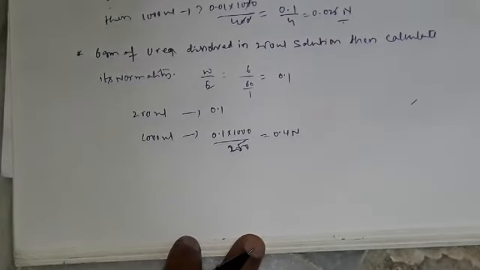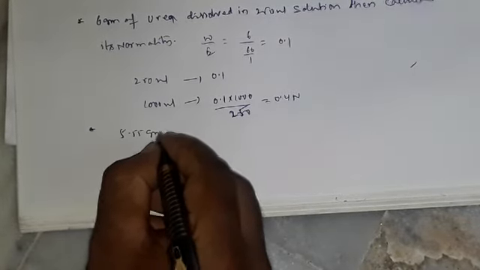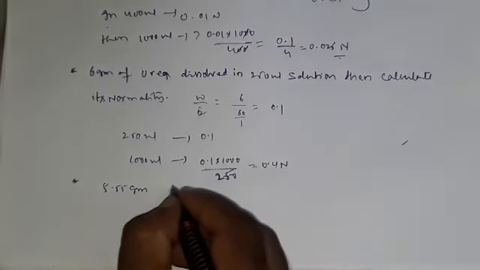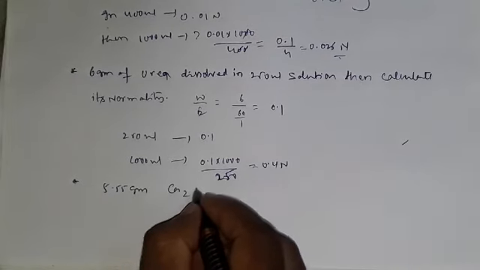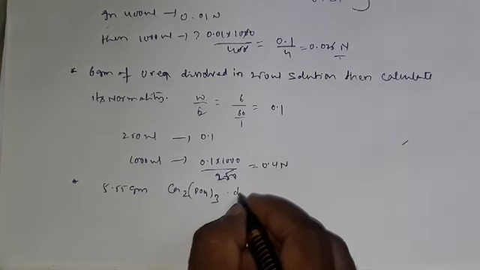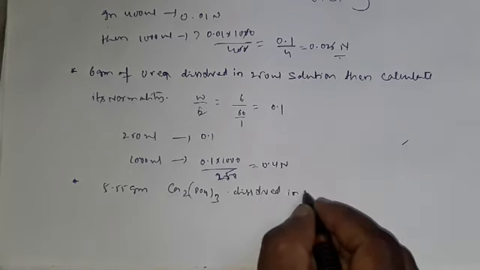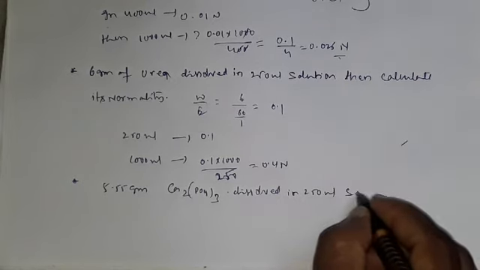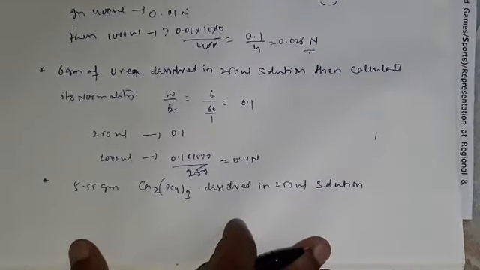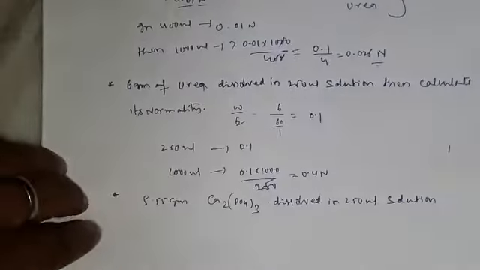Next, similar to this, you can consider some other. If 5.55 grams of Ca3(PO4)2, calcium phosphate, is dissolved in 250 ml of solution.